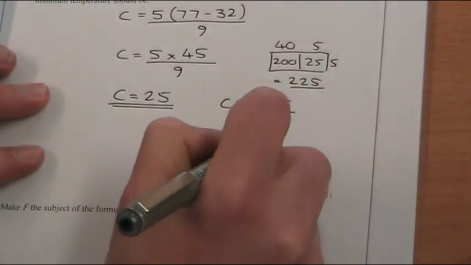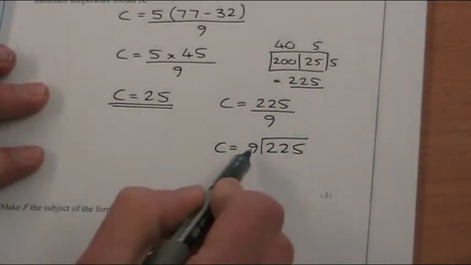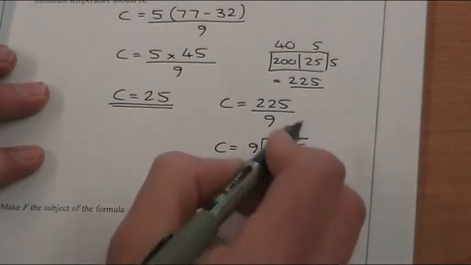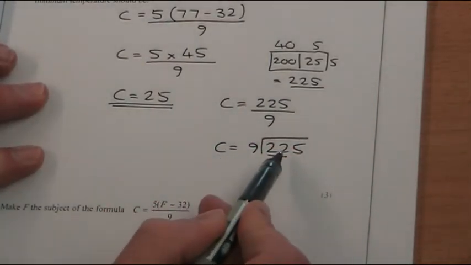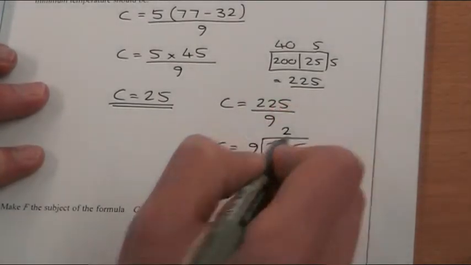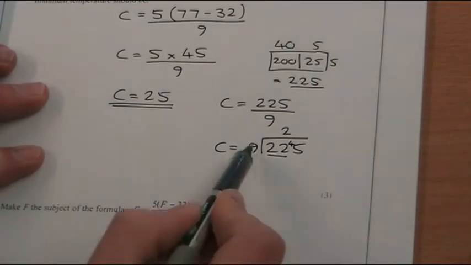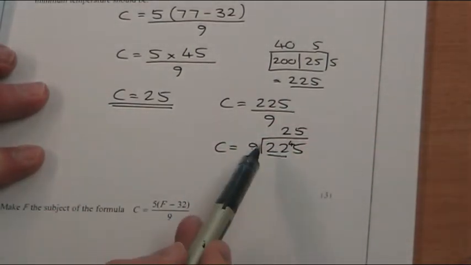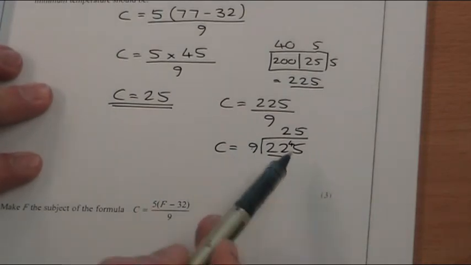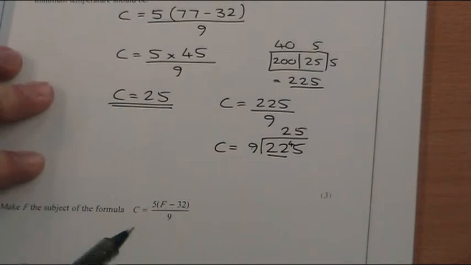How many 9s go into 225? How many 9s go into 2? Well, none. So I'm going to look at this next number as well. 9s into 22. Well, I know there's 2 9s at 18, leaving me with 4. 9s into 45 go 5. If you heard what I just said, 9s into 45, exactly the same calculation.